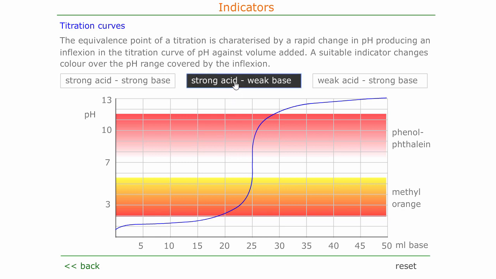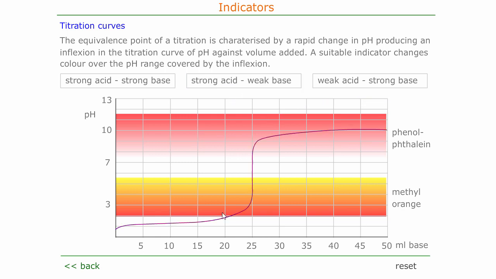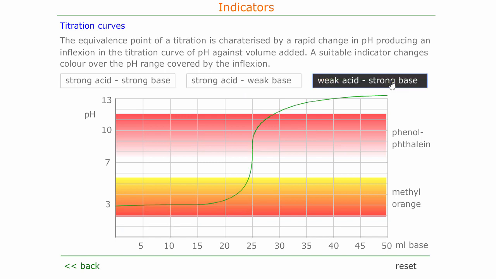But if we have a strong acid with a weak base, our inflection only occurs through the methyl orange range and doesn't occur through the phenolphthalein range. Certainly the point of inflection doesn't lie on the pH equals pKa value of the phenolphthalein. So we can't use phenolphthalein for a strong acid, weak base titration. But for a weak acid, strong base titration, we can use phenolphthalein, but we can't use methyl orange.